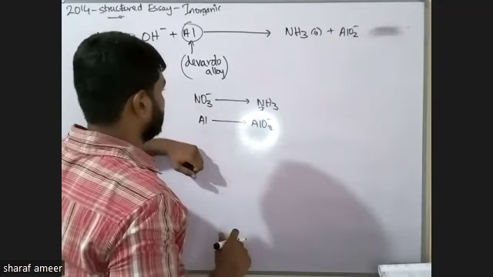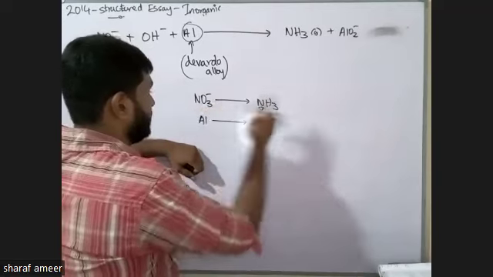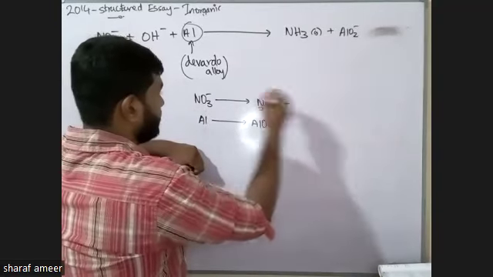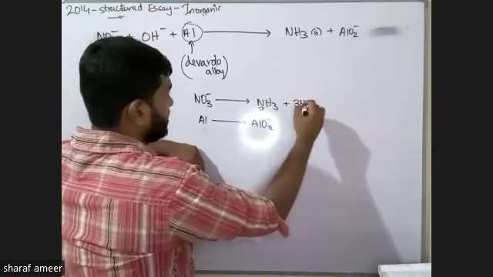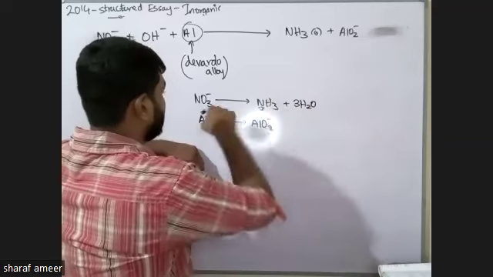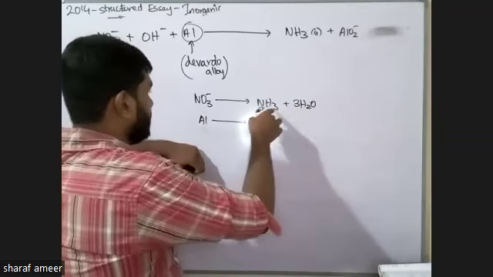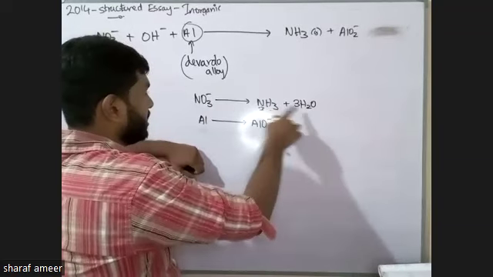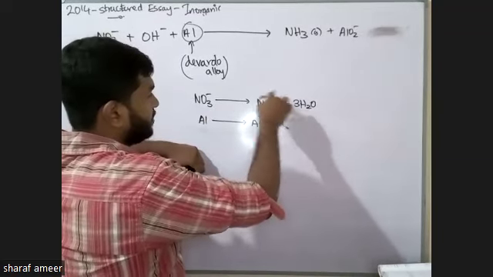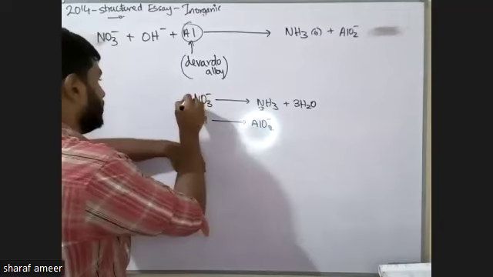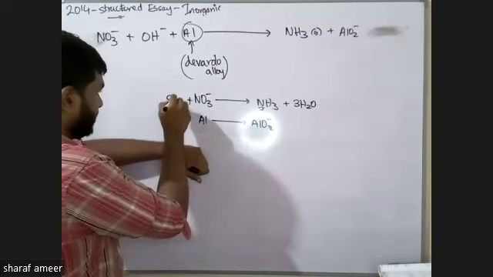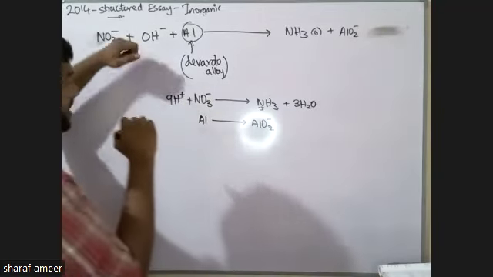So nitrogen is okay. Now we balance water here. On this side you need 3 water in order to balance the oxygen on the left hand side. See, on the right hand side you have 3, and here 2 into 3 is 6. So 6 plus 3 you have 9. So on the right hand side we need 9 H plus.